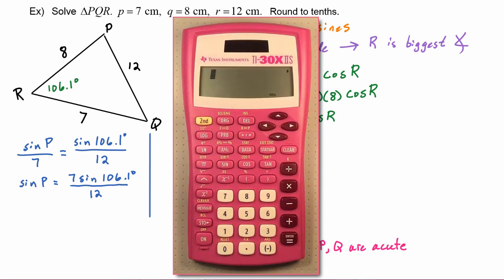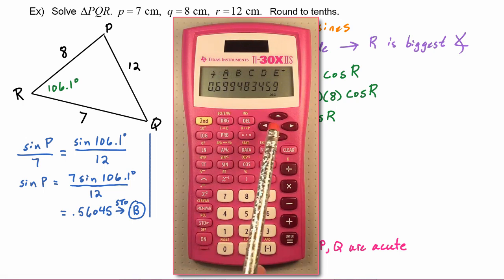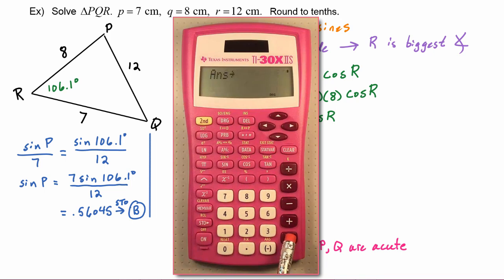We can input that into our calculators. We get 7 times the sine of 106.1, close your parentheses, divided by 12, enter. We see that's 0.56045. Let's store that. Maybe we'll put it in B since we just had something else in A. So hit the store button, cursor over under the B and hit enter.